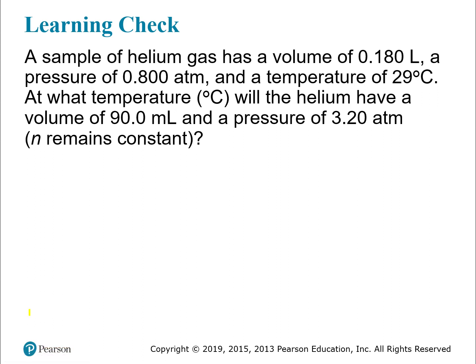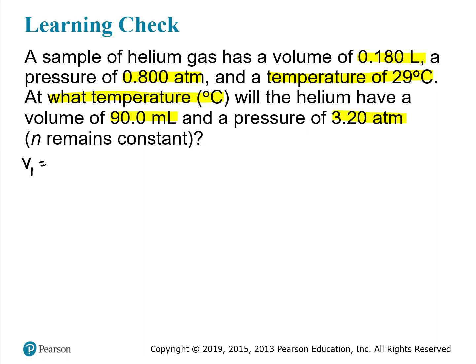A sample of helium gas has a volume of 0.180 liters. So what we're listing off now is all the initial conditions. Has a pressure of 0.8 atmospheres. Temperature of 29 degrees Celsius. What temperature in Celsius will the helium have a volume of 90 milliliters and a pressure of 3.20 atmospheres? And we're keeping N constant. That's a lot of stuff, all right? So let's write out what we know.